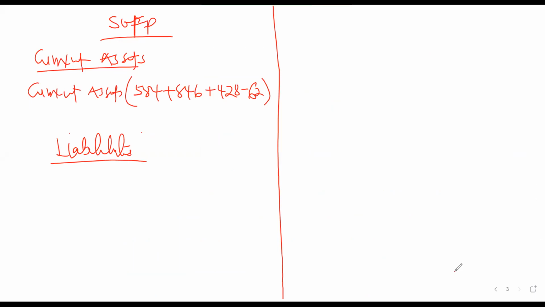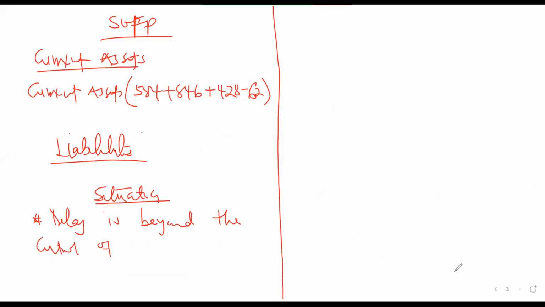There are only two situations. The first one is that what is causing the delay is beyond the control of the entity.